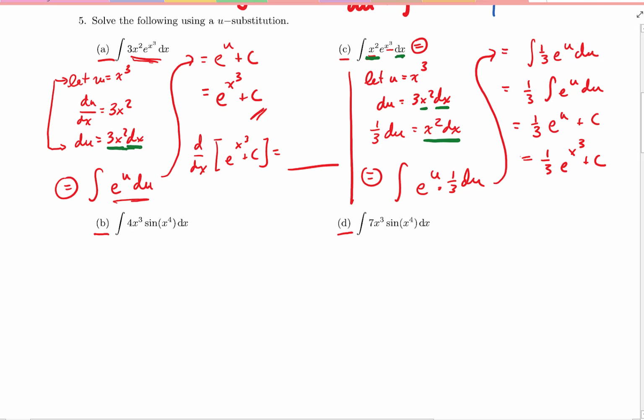Okay? Folks, pay attention to the similarities and differences across A and C. In both cases, we did the same procedure, but C had this extra step right here. After I wrote what du was, I looked up and realized, well, I'm off by a constant, so I adjusted the constant of the u-substitution. Okay? I didn't have to do that in part A, because A was what I called a perfect substitution. We already had a constant of 3.